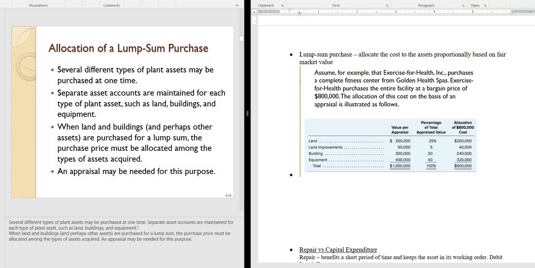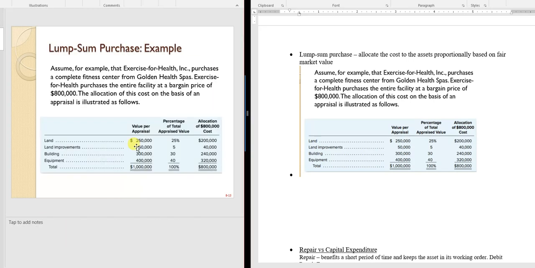But in this case, assume that they purchased a complete fitness center at a bargain price of $800,000. But notice the appraised value was $1 million, and the appraisal valued it at land of $250, land improvements, that's the sidewalks, etc., buildings, etc. So what I do first is I say, okay, well, I know my credit has to be $800,000 to cash or notes payable or however I paid for it. But what are my debits? Because I know they have to add up to $800,000.